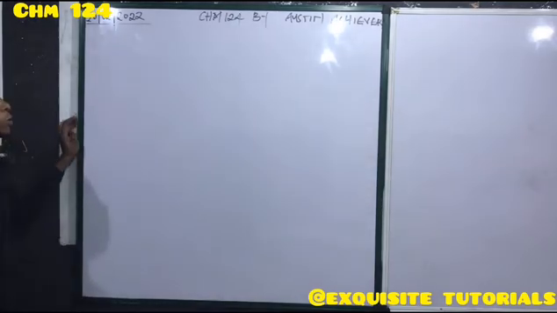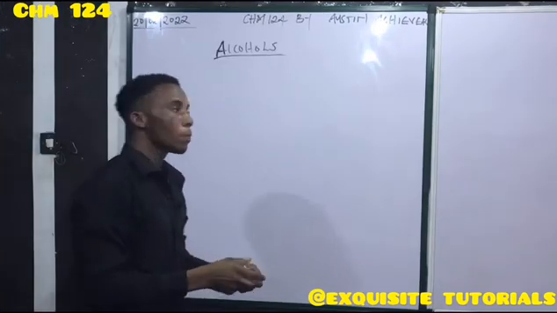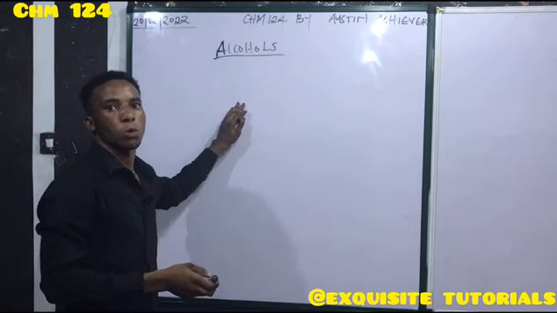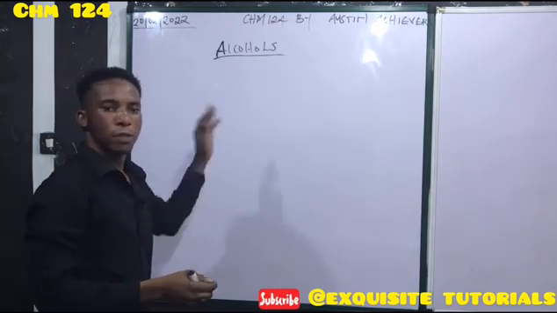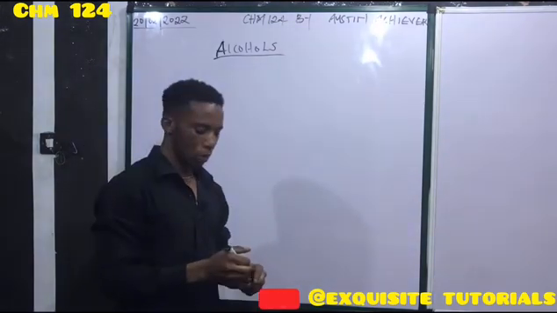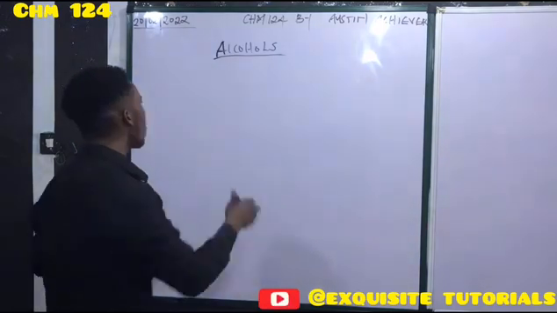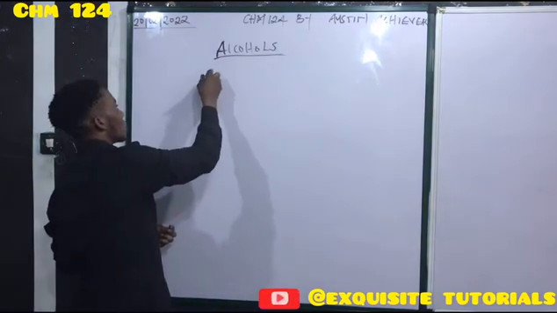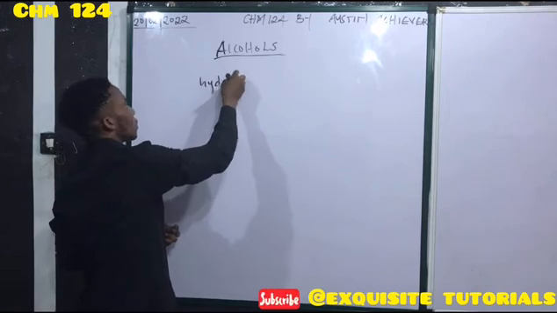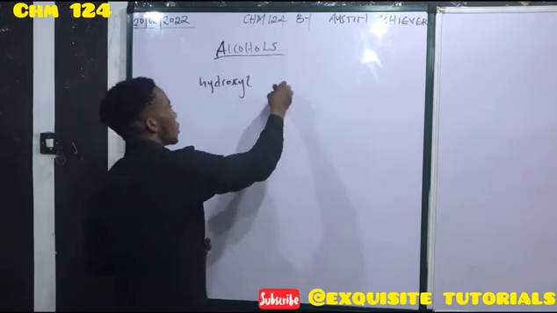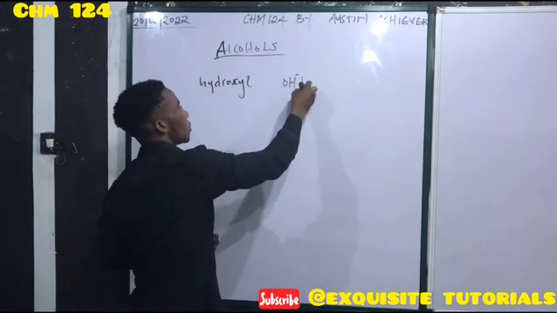Welcome to the study of alcohols. Now we start by distinguishing alcohols from what? Alkanes. First things first, what are alcohols? Alcohols are a group of organic compounds that have the functional group hydroxyl. In other words, OH.